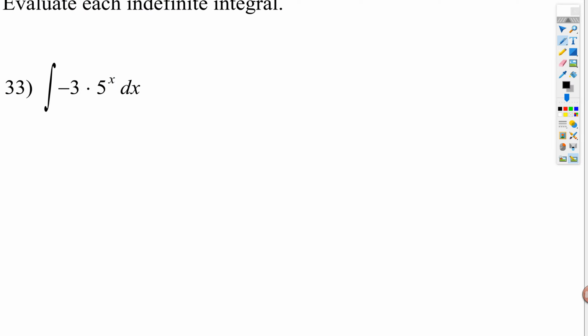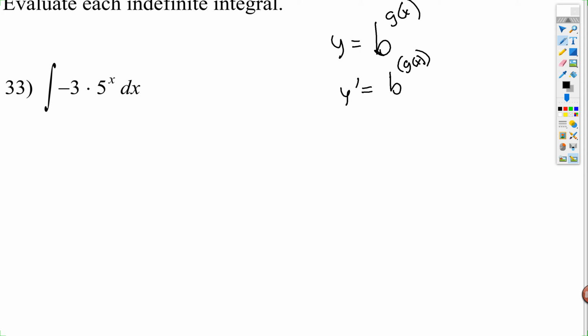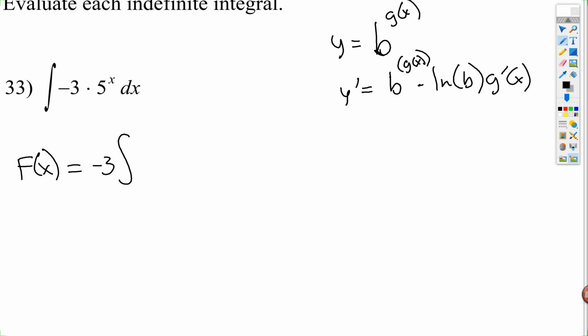Now you've got this base that's not e, so it's not the same. Remember, if you have b to the g of x, so if y is equal to this exponential, say base 2 or base 4, or whatever the base is, the derivative is the original times the natural log of the base times the derivative of g. Well, when you're working backwards, you have to think the opposite of that. So let's do this example. We'll pull out the -3, and then we have 5 to the x dx.